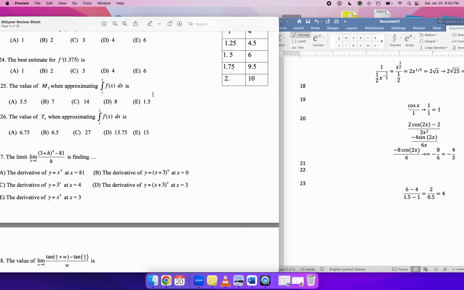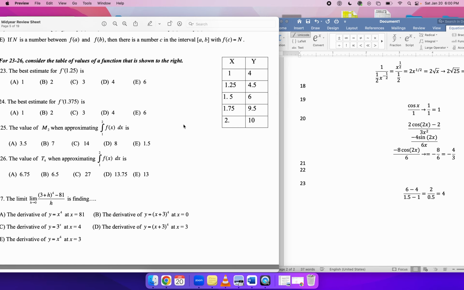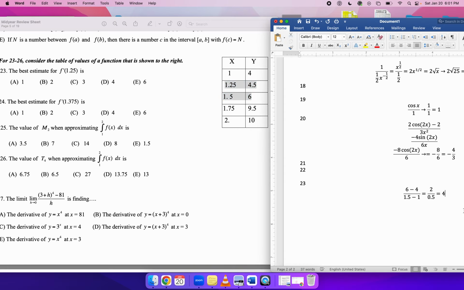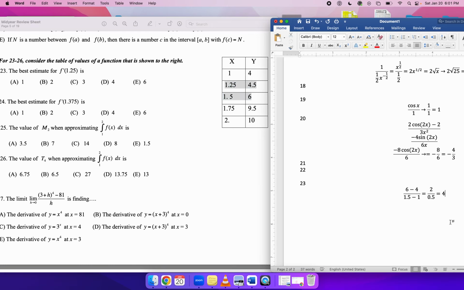Okay, 24, the best estimate for f prime of 1.375. I like that question more because it is less ambiguous. Like, there's really just one obvious choice of intervals to use for that one. It's this one, right? 1.375 is inside that interval, and that's the smallest interval that you can use. Yeah, so you're just going to do the average rate of change of the function. Sorry, I should type 24. I'm trying to type the numbers as I go.